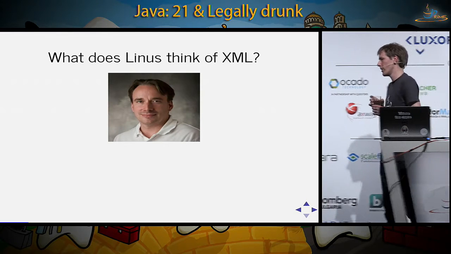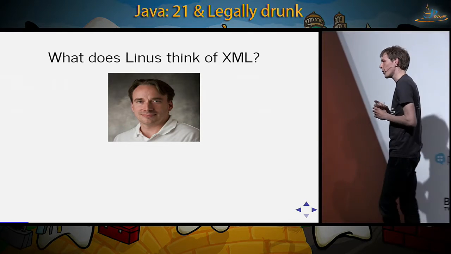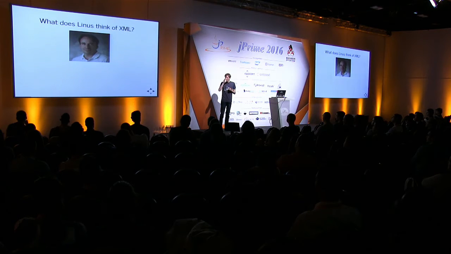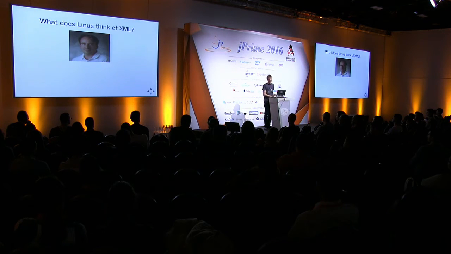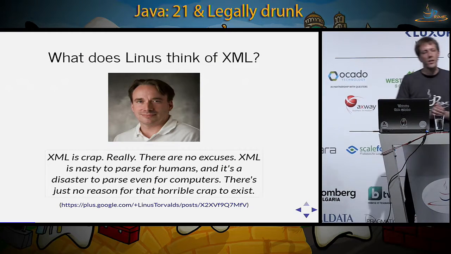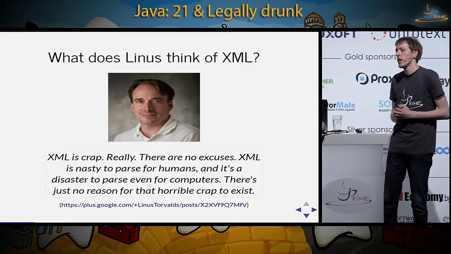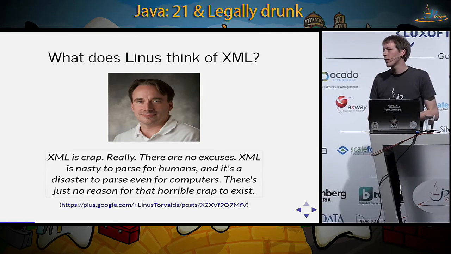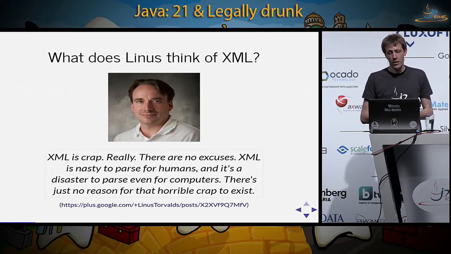Well, let's call upon our first expert. What do you think Mr. Linus Torvalds thinks of XML? Does he like it? Does he hate it? Does he hate it with all of his strength he can muster? He does. He says XML is crap. Really, there are no excuses. XML is nasty to parse for humans, and it's a disaster to parse even for computers. There's just no reason for that horrible crap to exist.